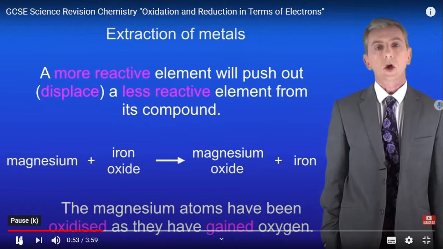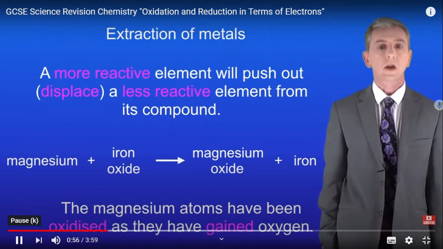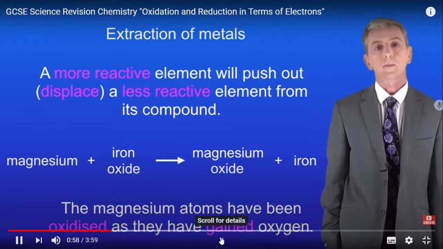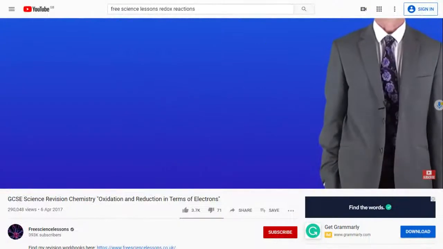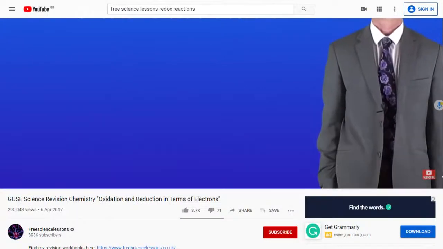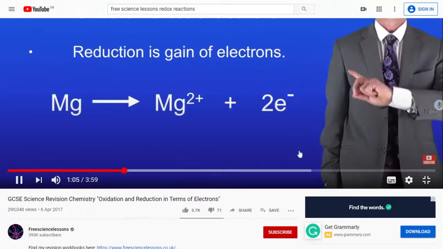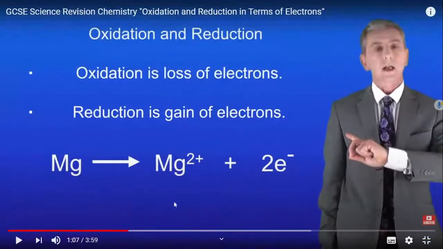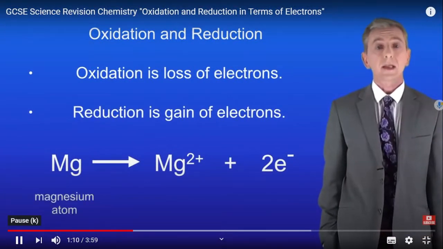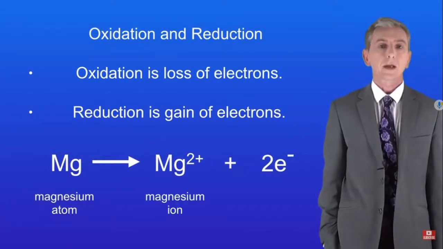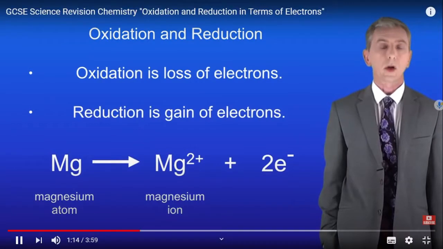Now, in this video, we're looking at another definition of oxidation and reduction. This one involves electrons. Oxidation is the loss of electrons, and reduction is the gain of electrons. Here's an example to illustrate the idea. We've got a magnesium atom forming the magnesium ion, Mg2+, and 2 electrons.